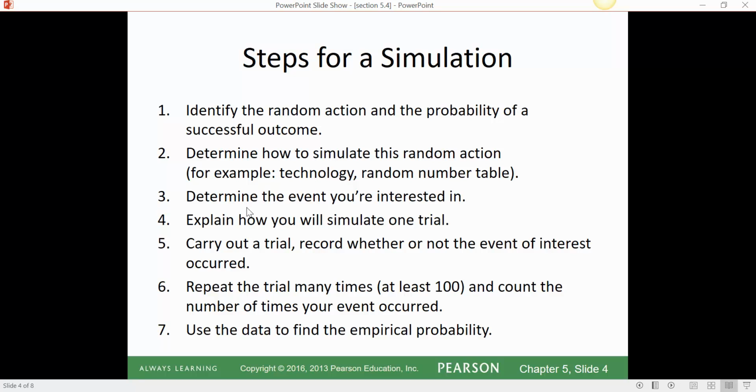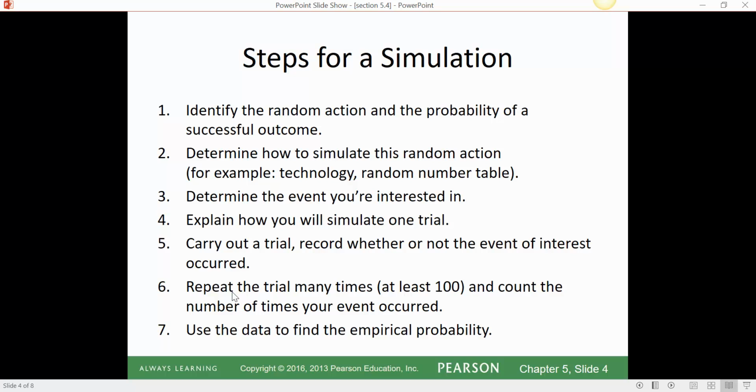So then you need to determine the event you're interested in, right? So what are we interested in? Are we trying to find the probability of getting tails or heads, for example, if we're doing a coin toss? And then also we want to know, how am I going to simulate one trial? So what am I going to define as one trial? And then I need to carry out a trial and record whether or not the event of interest occurred, right? So if we're trying to find the probability of getting tails, how many tails occurred, right?